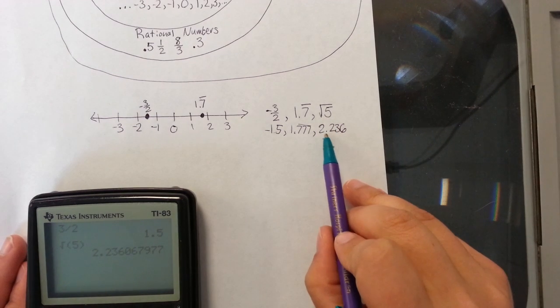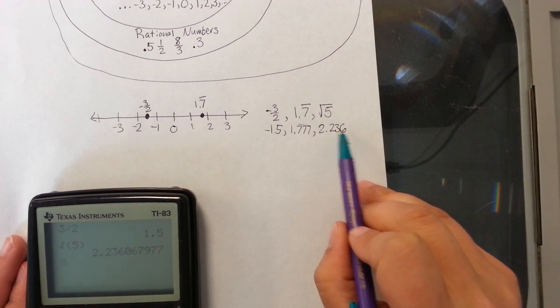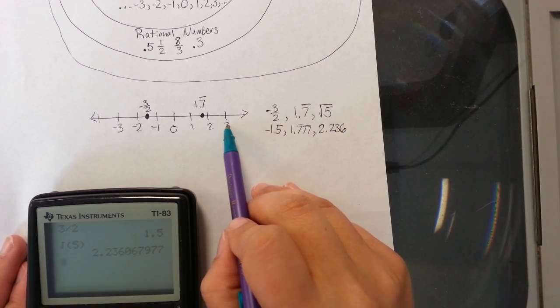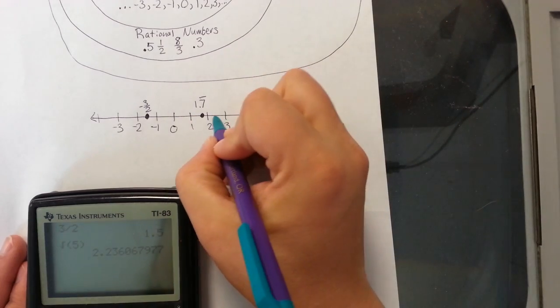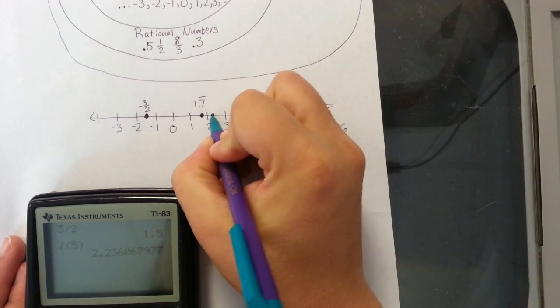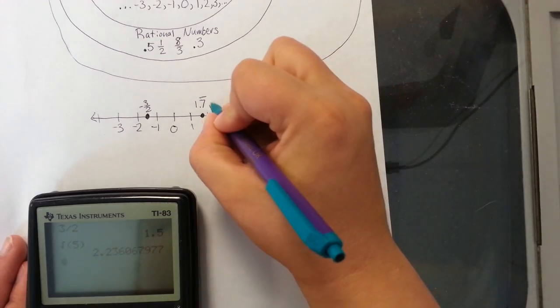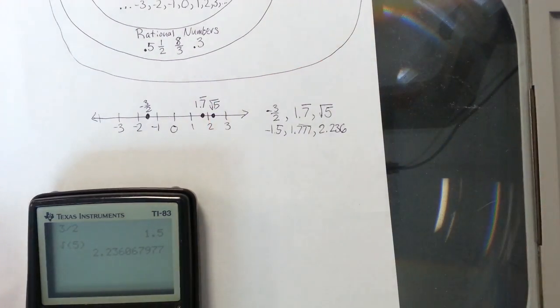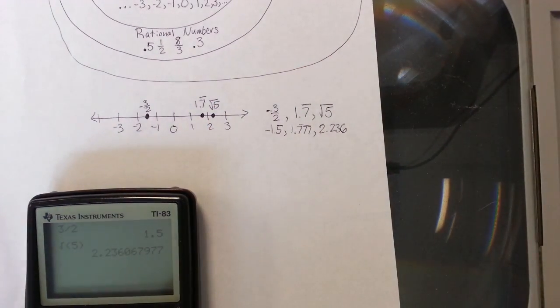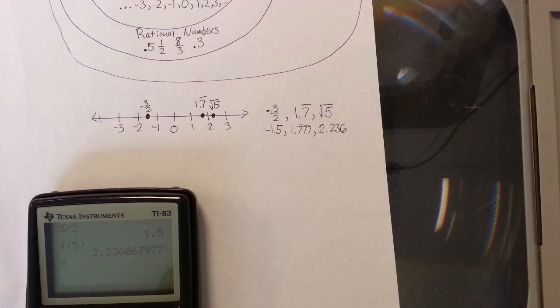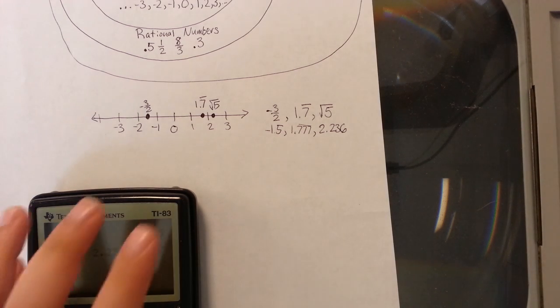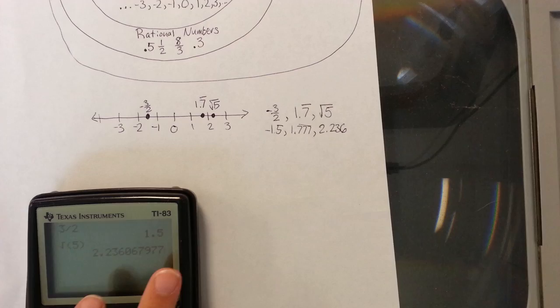And then square root of 5, 2.236, that is between 2 and 3, but is closer to 2. So that goes here. And instead of putting 2.236, I'm going to put square root of 5 as the label above that. So that's just a little reminder on how to do number lines. And this can really help you when you're ordering real numbers.